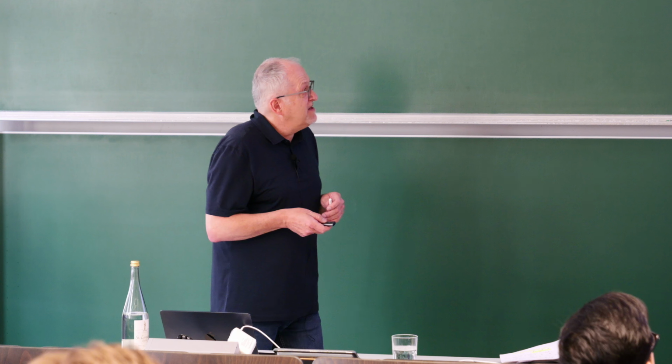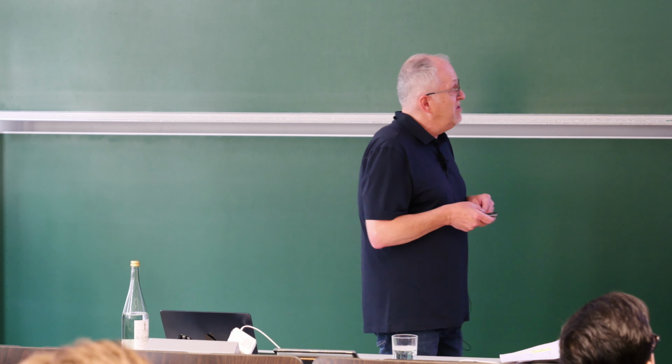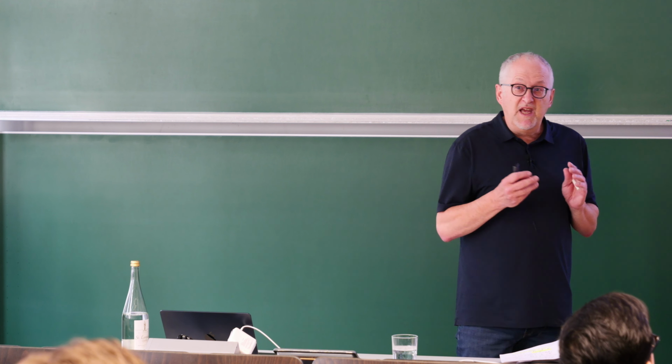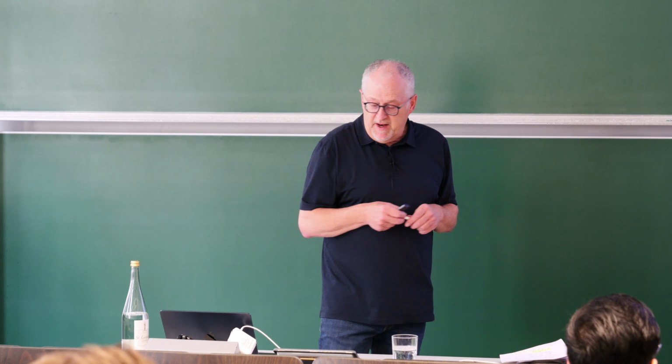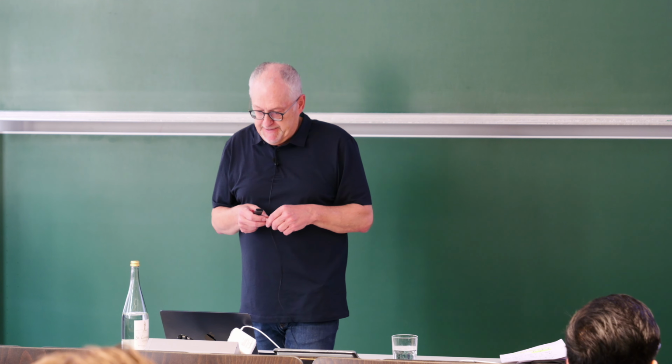And what he realized, and he had contact with Brown, is that there needs to be this irregular motion of particles because of the fact that the system is at a finite temperature. And as you might know, this then later gave rise to a Nobel Prize by Jean-Baptiste Perrin, and he got it for finding the molecular structure of matter in 1926.